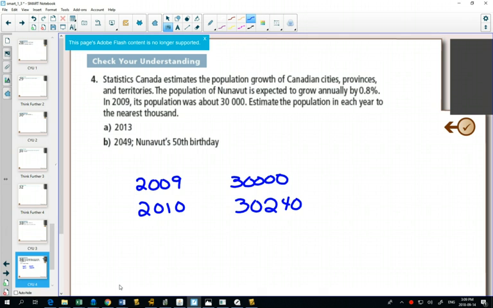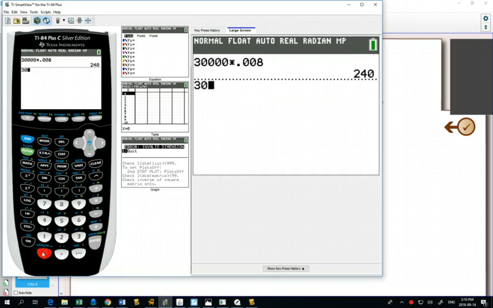What about 2011? Could we continue the same thing? Okay, now we would have to take 30,240, multiply it by 0.008, and add 241.92. Probably 0.92 is not very nice, because we're talking about people here. You can't cut off a person's arm and say they're less of a person. So maybe we should round this up to 242.